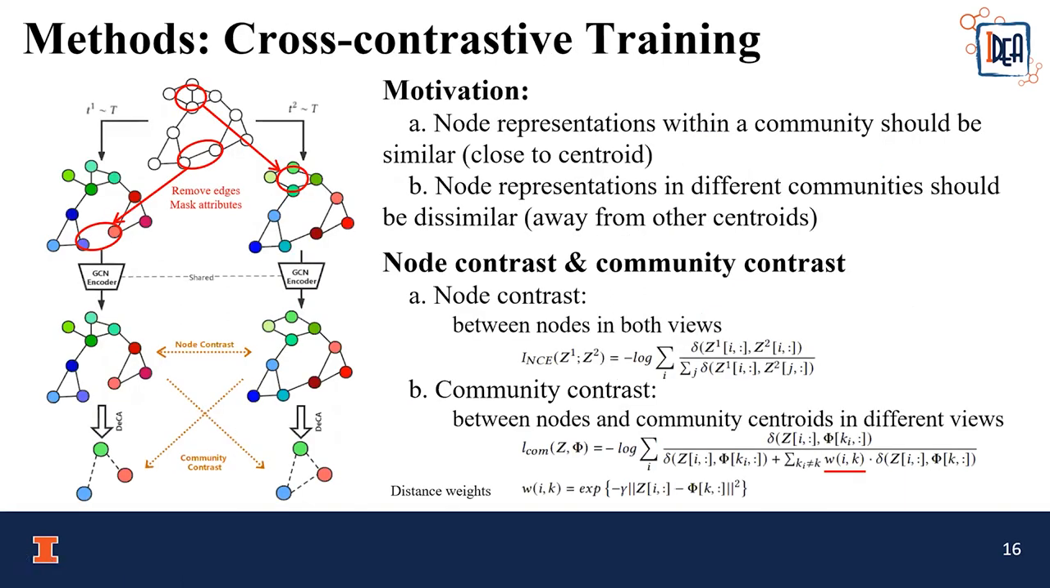And then at the training stage, our motivation is that the node representations within a community should be similar, or the nodes should be very close to their community centroids, and those in different communities should be dissimilar. Obviously, the nodes should be away from other centroids. So first we apply the traditional node contrast, just like other GCL methods, by applying the InfoNCE objective. And we add a new term called community contrast, which contrasts nodes and community centroids in different views, to make the nodes within a community closer and farther away from other communities.